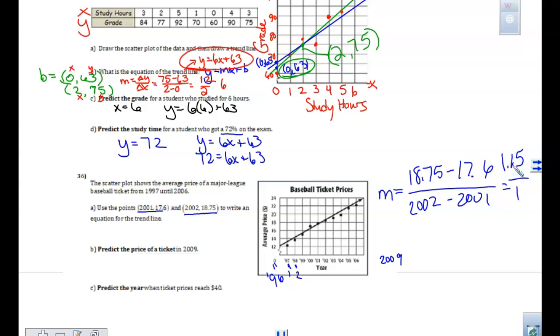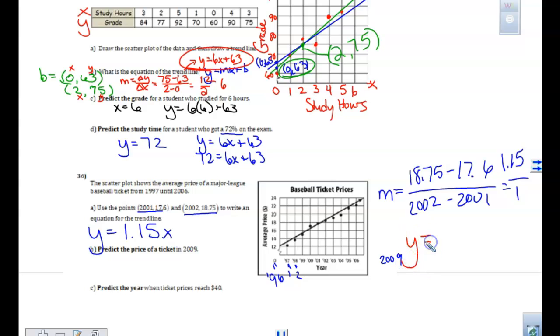So I'm starting to write my equation. y equals 1.15x. It's positive. What does my y-intercept look like in this one? Someone said, well, it looks like 12. Is this 0, 0? Not if this is 2001, right? This is 1996, right? So we want to use one of those points and go to point slope form.